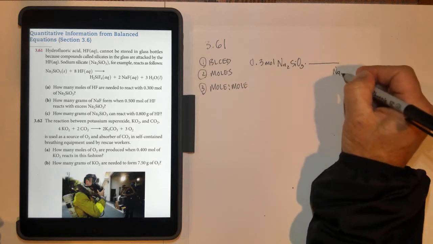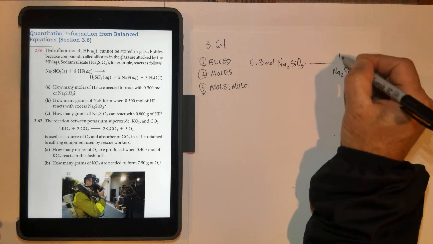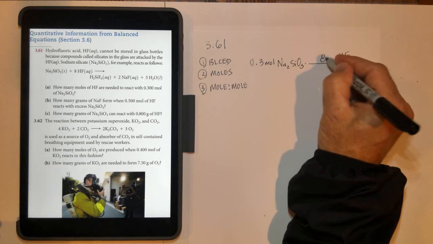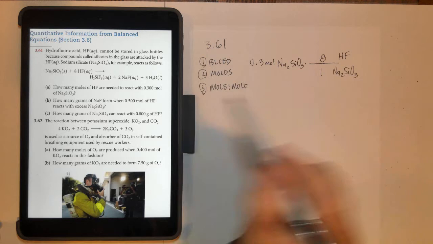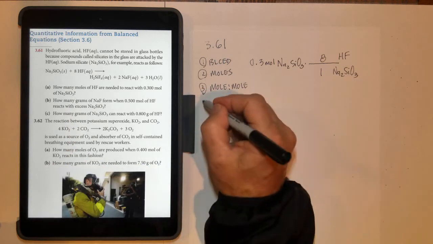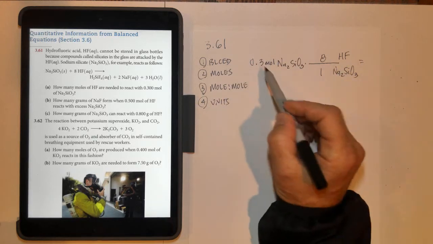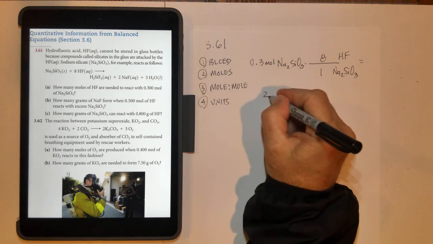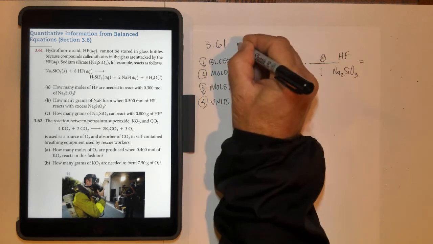So put Na2SiO3 in a position where it's going to cancel, and put HF as my new set of units. There's an 8 in front of the HF right here. The Na2SiO3 has a 1 in front of it. And it's just asking for how many moles, because step number 4 is convert to whatever asked for units there are. They're only asking for moles, so 0.3 times 8 is 2.4 moles of HF. That's letter A.